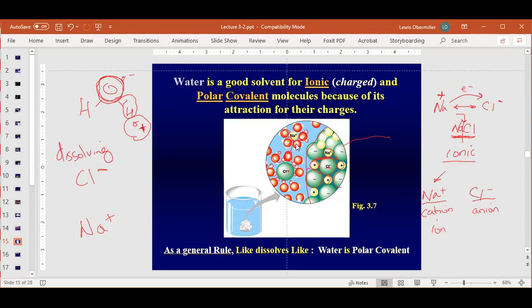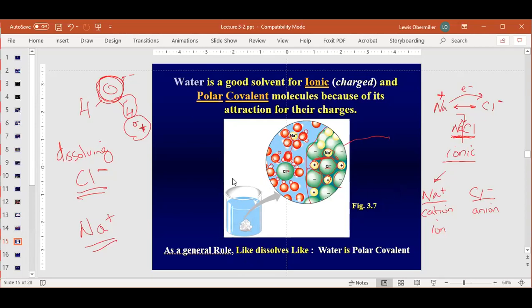You're not getting rid of them, you're just hiding them. So you can't see them anymore because water surrounds them. I know it's a weird concept, but that's really what happens. And water wouldn't be able to do this if these molecules didn't have a charge. Does that make sense?